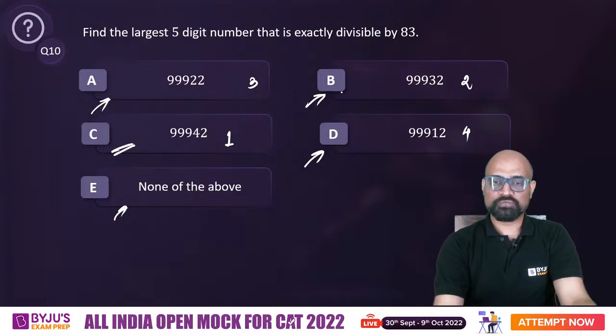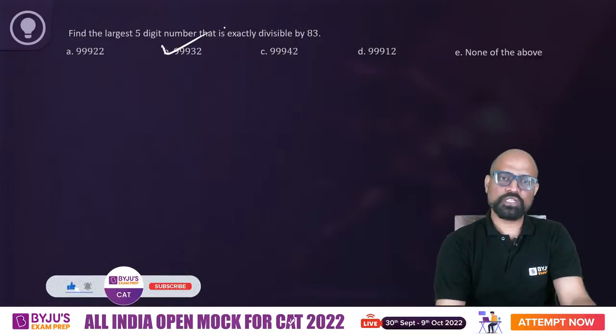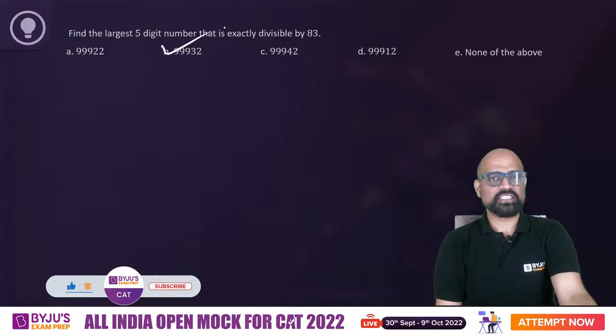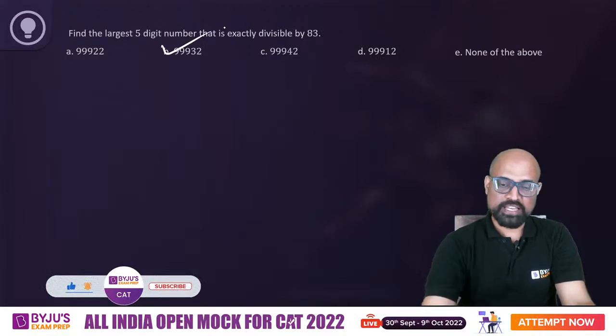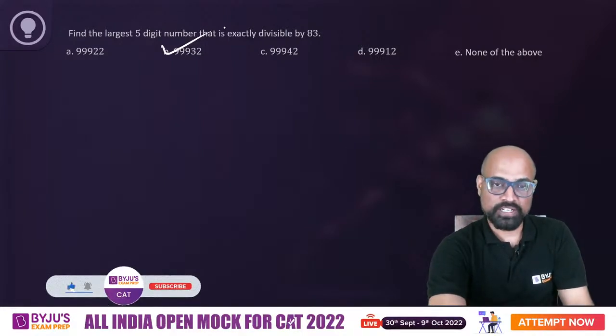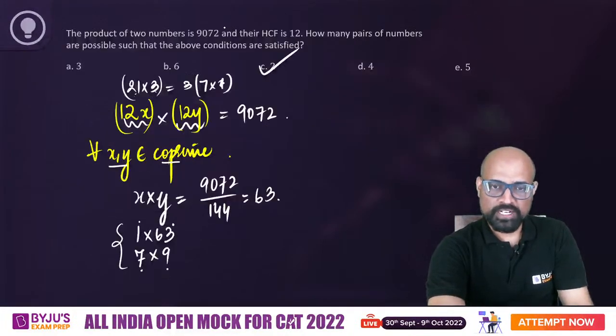99932 is divisible by 83. Since 83 is a prime number, you can't break it down, right? Nikita asks, doesn't x take both values? X can be 7 or 9. Okay, I'll come to that question. So it's B right now, right? Let's go back to that question.